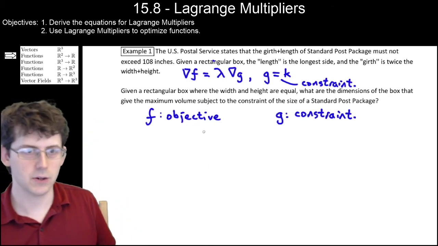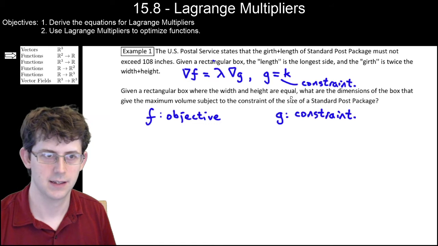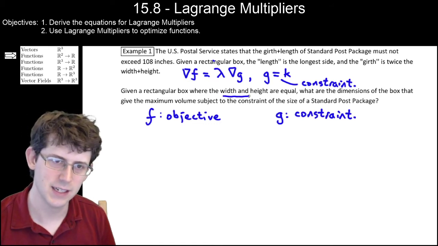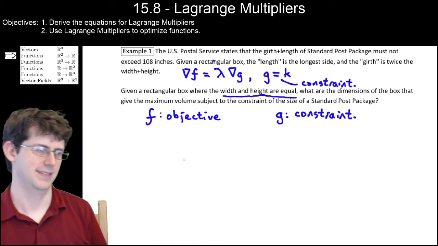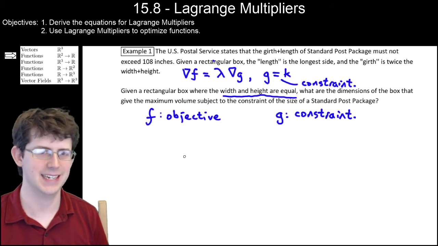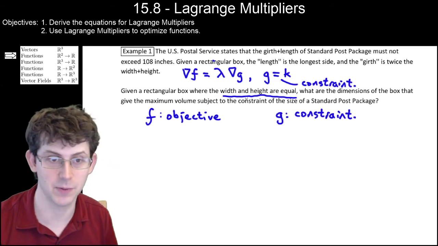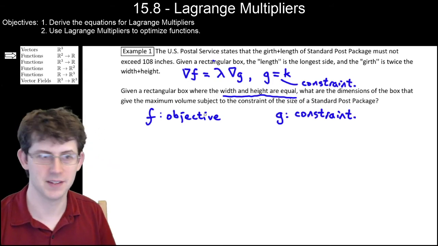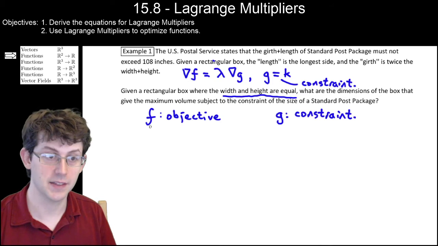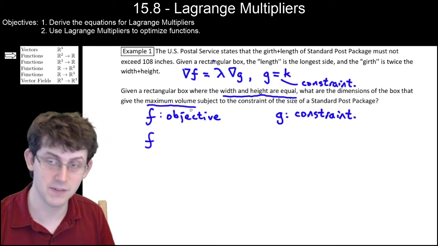Okay, so we're given a rectangular box where the width and height are equal. Oh, really? Where the width and height are equal? We can do much harder problems than this. Oh well. Okay, given a rectangular box where the width and height are equal, what are the dimensions of the box? Well, the objective function is the volume, because we're trying to find the maximum volume.